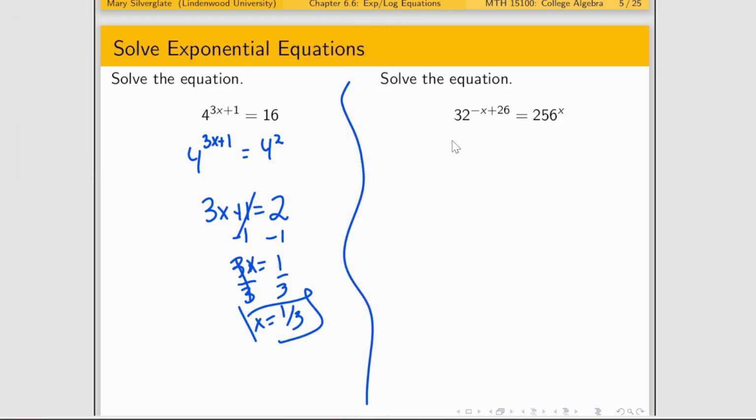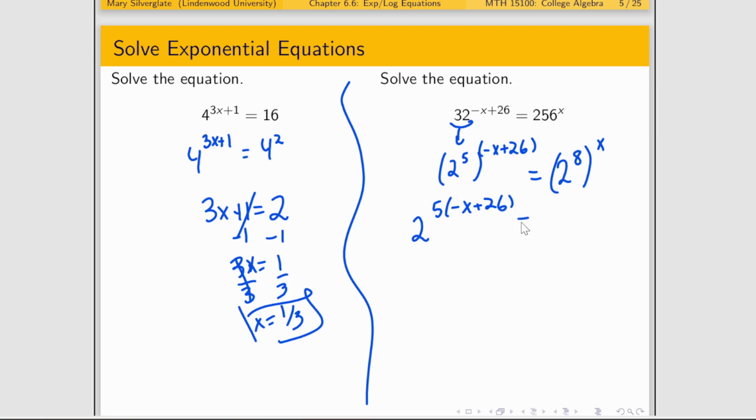So here in particular, now that we know that, we can rewrite 32 as 2 to the 5th power, all being raised to the negative x plus 26. If you'll notice, I added in parentheses there just so that I make sure I don't mess up that part. And then the 256 is the same thing as 2 to the 8th, all being taken to the x. Then I want to utilize my exponent properties: if I have a power of a power, that's the same thing as multiplication. So that becomes 2 to the 5 times negative x plus 26 is equal to 2 to the 8x.